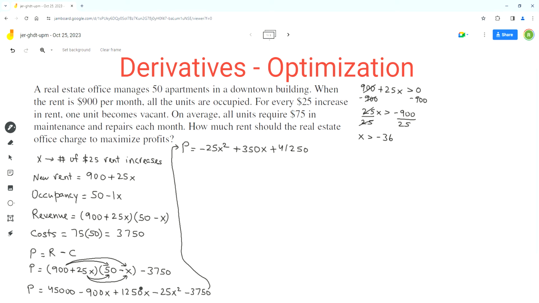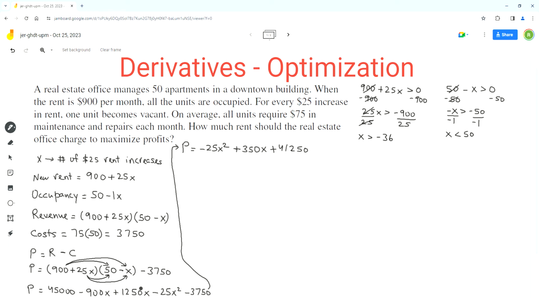Now similarly, the occupancy cannot be 0 or less than 0. So we should set the occupancy expression to greater than 0. And now we have to solve for x. So first we can subtract 50 from both sides. So the 50s on the left side will cancel each other out. So we get negative x is greater than negative 50. And now we can divide both sides by negative 1. So we get x is less than 50.